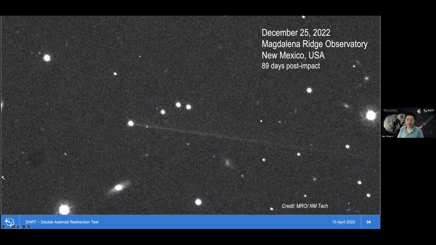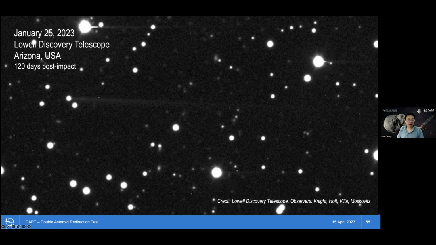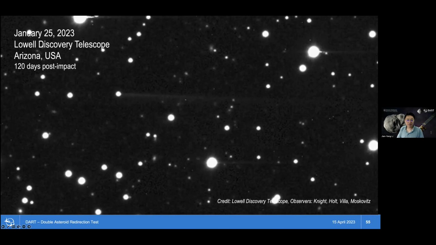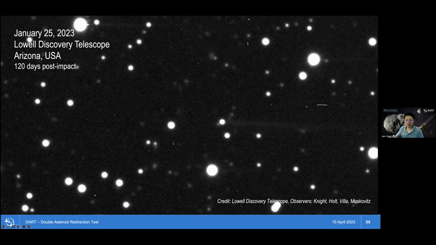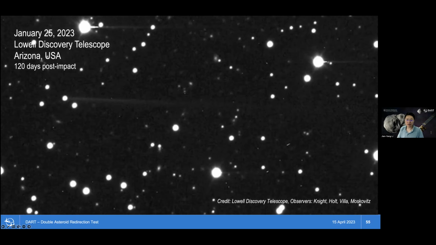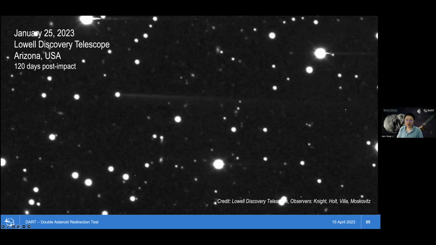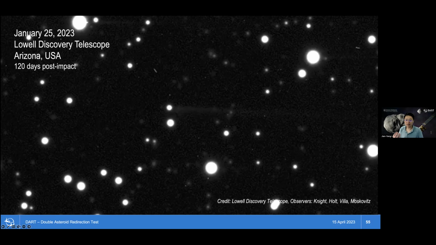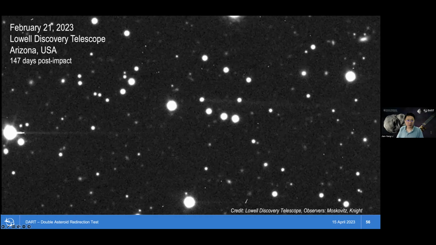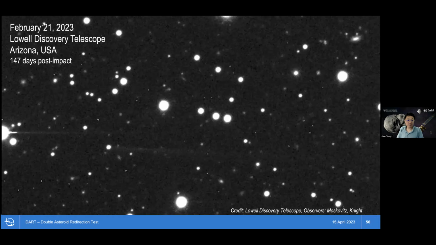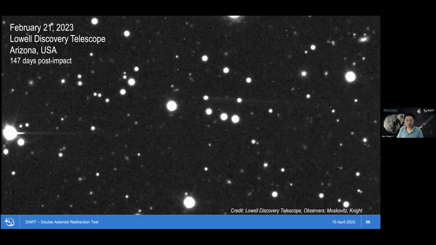And also, in the meantime, Dimorphos is moving away from the Earth, moving away from the sun. So everything gets thinner. And now this one was taken on January 25. The direction of Didymos' movement in the sky actually also changed. That just depends on the mutual geometry between the Earth and the asteroid. Now, really a thin tail. Again, in February, getting fainter, right? This is taken from the Lowell 4-meter telescope.